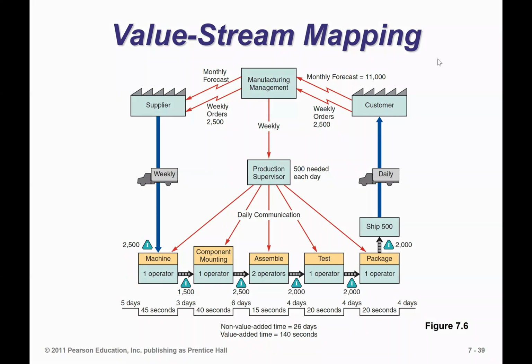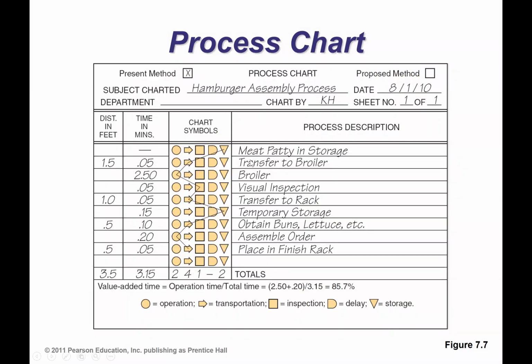Process chart again. I worked with this when I was at Cadbury's in terms of process charting, where you have different symbols for different things. So here, just look at meat patty storage. You move it to transfer to the boiler, which is here, right? So a circle is an operation that is getting done. An arrow is your transportation, they're moving the item. A square means something needs to be inspected. D is a delay in your process. And that upside down triangle is the storage.